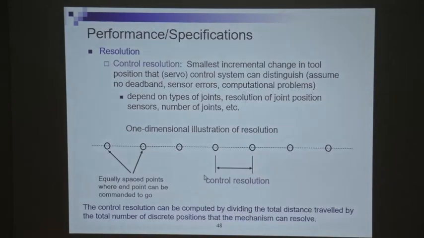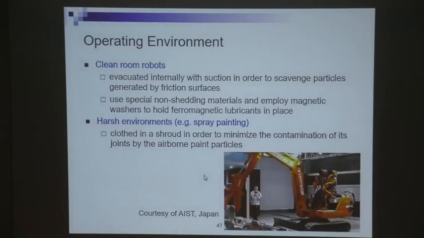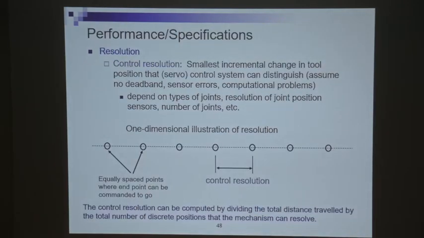So for example, you may have all this. After you have designed the robot, of course you have to specify the performance of the robot. When you specify the performance of the robot, the first thing you're looking at is called the resolution. So what is the resolution of your robot? And when you talk about resolution, you have something called a control resolution.